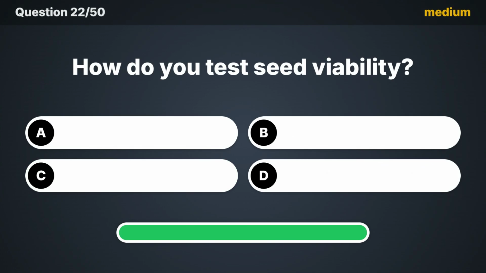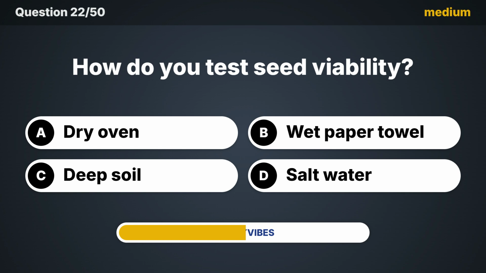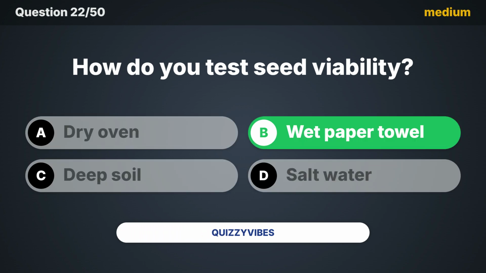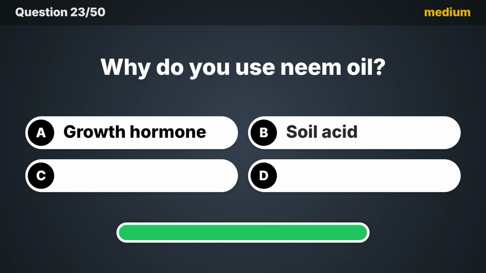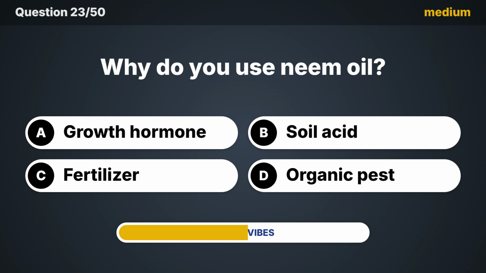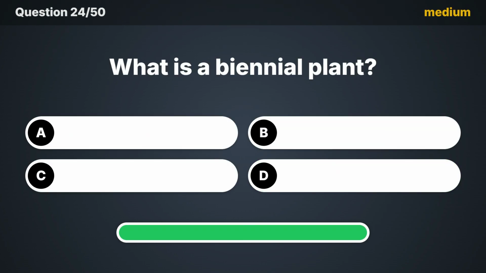How do you test seed viability? The answer is wet paper towel. Why do you use neem oil? Answer: organic pest.